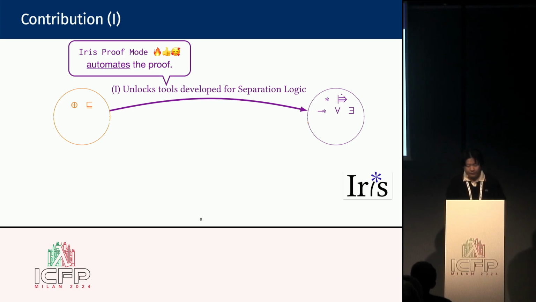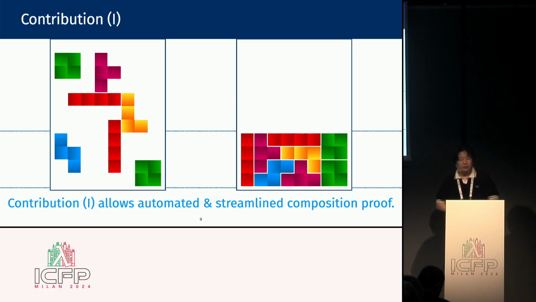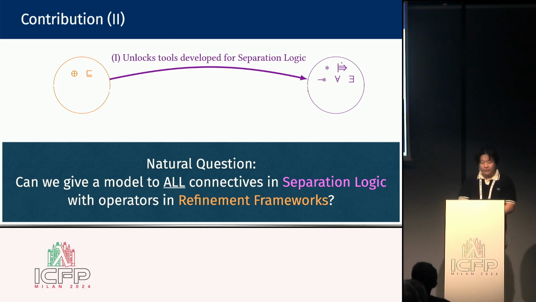by several times. The second is that this codomain is strictly richer than the original domain, and although the end goal, the larger refinement, can be already stated inside the original domain, in the proof, we can enjoy this additional structure. To summarize, the contribution 1 allows for more automated and streamlined composition proof. It does not make something that was unprovable to provable, but it makes our lives easier. Now, coming back to our embedding, there is one natural question to be raised. Can we give a model to all connectives in separation logic in terms of operators in refinement frameworks?